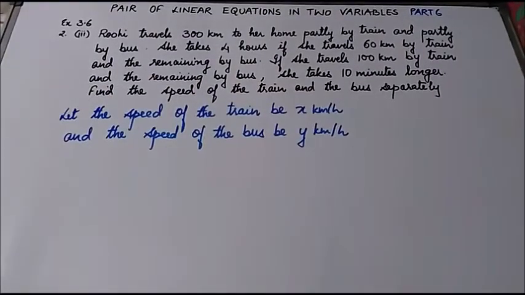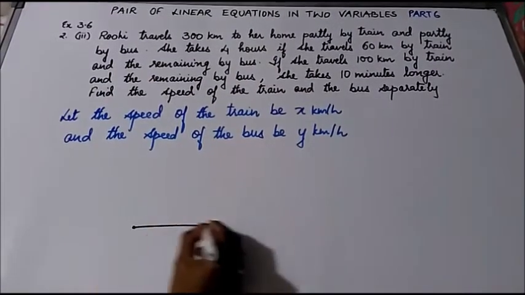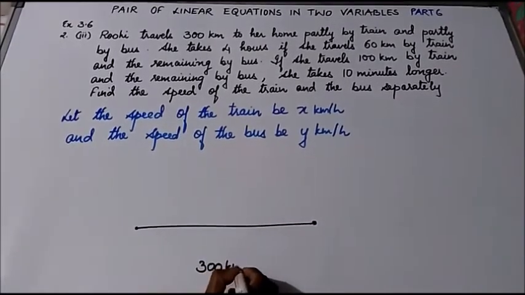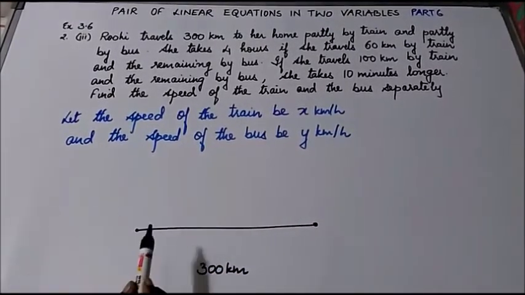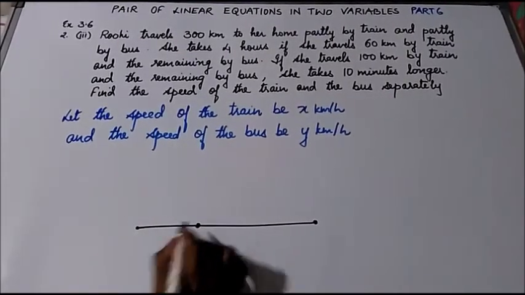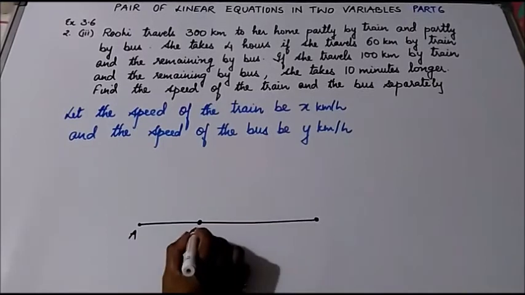Okay, now let's read the question. Ruhi travels 300 kilometers to reach her home. Now partly she travels by train and partly by bus. Now how much does she travel by train? Suppose we have got here A.